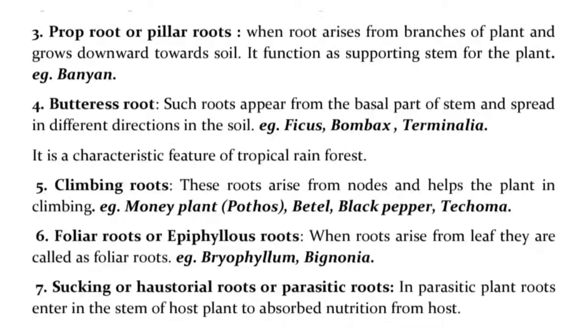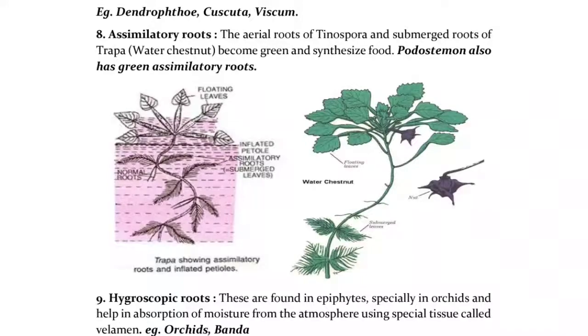7. Sucking or haustorial roots or parasitic roots. In parasitic plants, roots enter the stem of the host plant to absorb nutrition from the host, e.g. Dendrophthoe, Viscum. Point 8. Assimilatory roots. The aerial roots of Tinospora and submerged roots of Trapa, water chestnut, become green and synthesize food. Podostemon also has green assimilatory roots.